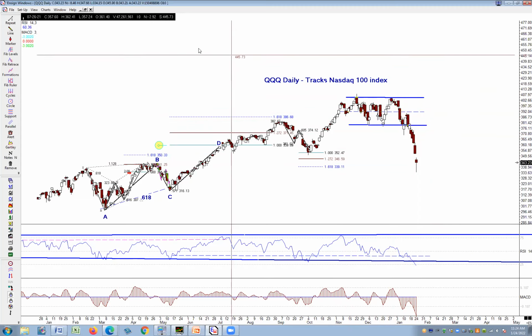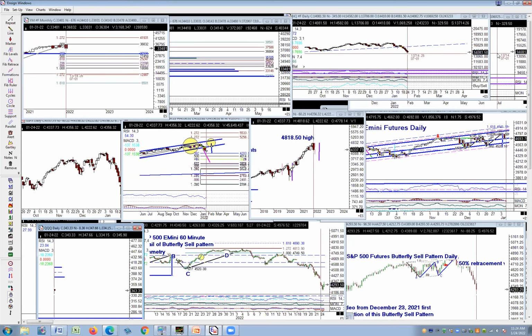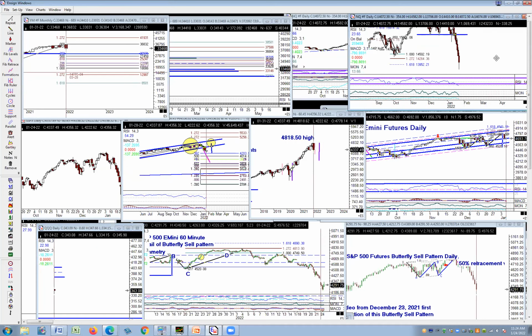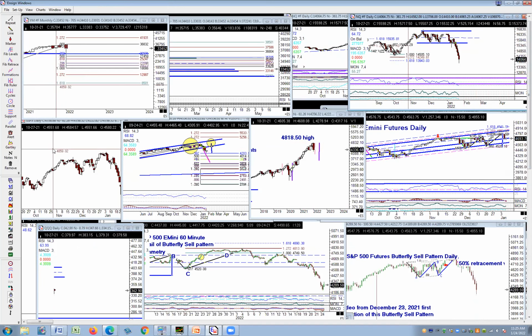So I think that the NASDAQ right now, there were a lot of stocks in the NASDAQ that had a lot of air in them. So we're letting a lot of air out of the tires. So I think that this might be a little bit before we see that come back.